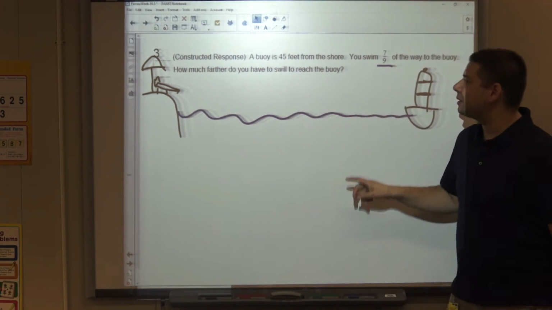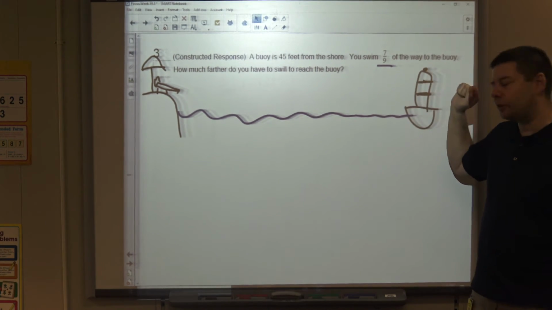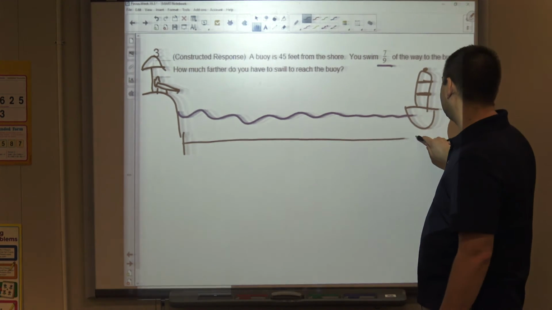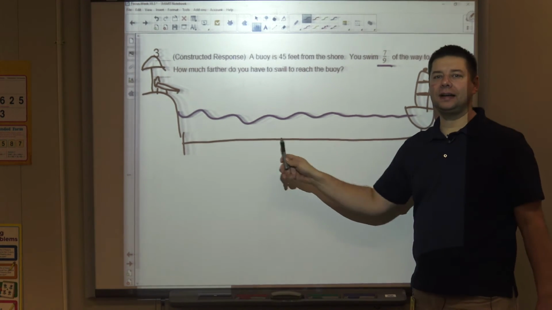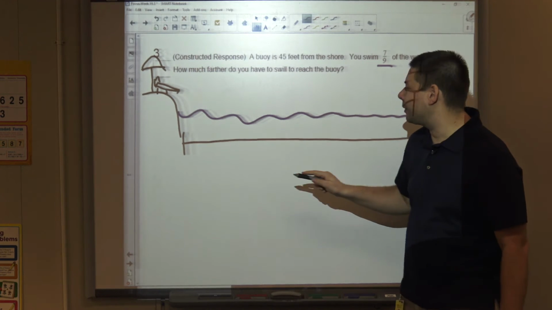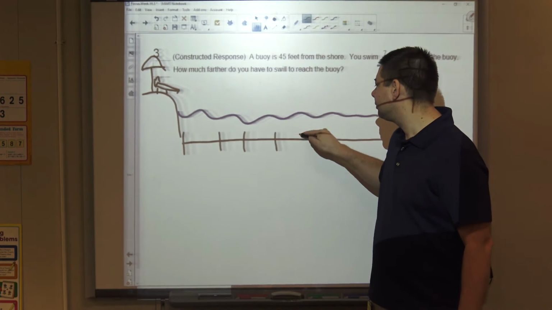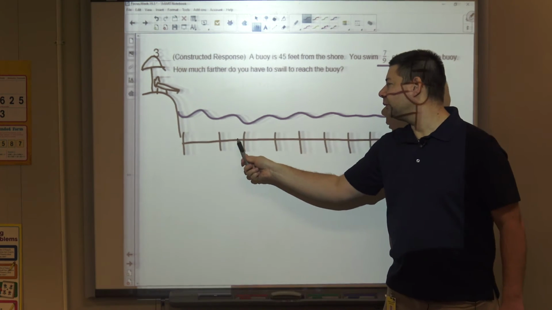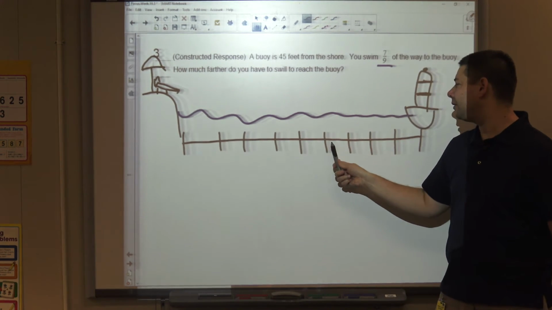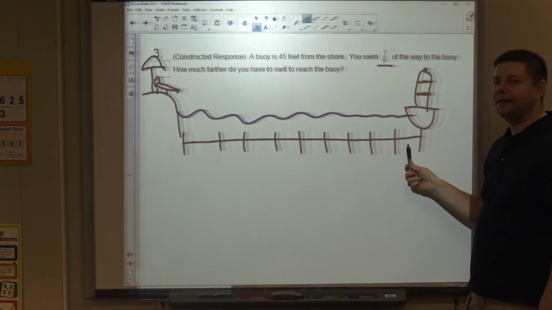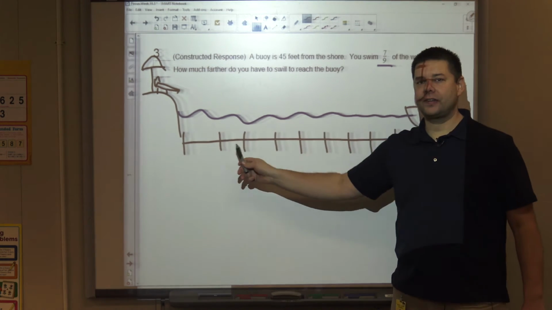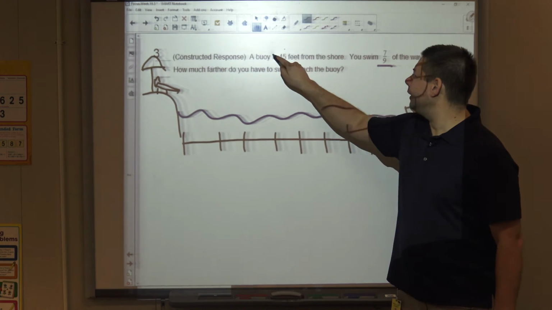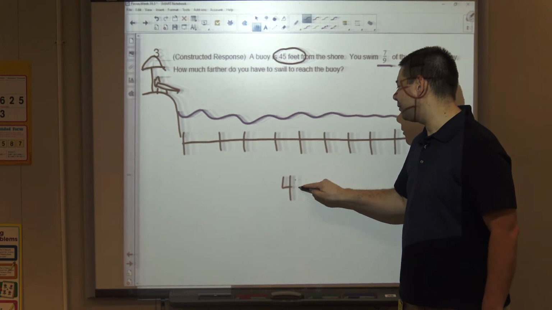Now the thing about this is it says that I'm 7/9 of the way there. So I can literally make a little line here to show this would be 9/9. So I'll separate this out into ninths. There we go. So I have 1, 2, 3, 4, 5, 6, 7, 8, 9. There's 9 parts to this one whole distance from the shore to the buoy. That whole thing represents 45 feet.